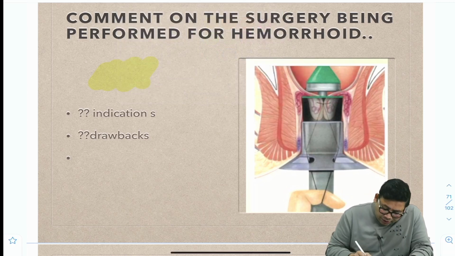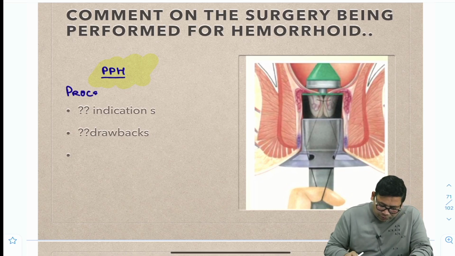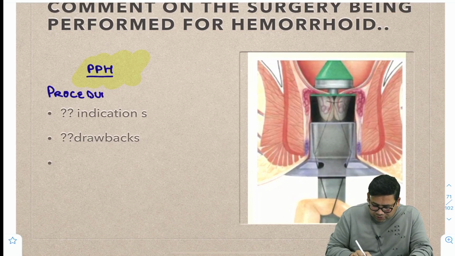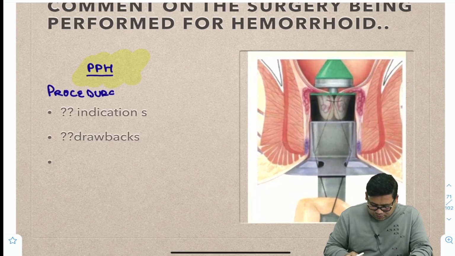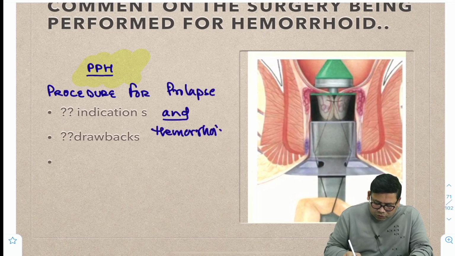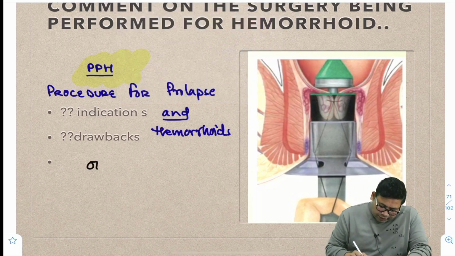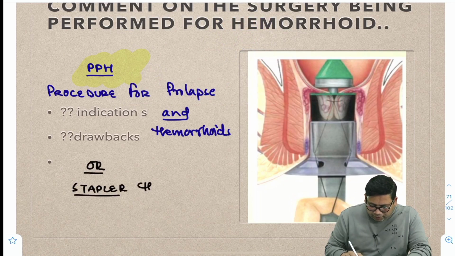This is PPH. What is PPH? Postpartum hemorrhage? No, procedure for prolapse and hemorrhoids. This is one name. What is another name for this? It can be called a stapler hemorrhoidopexy. Stapler hemorrhoidopexy. Are you getting this?